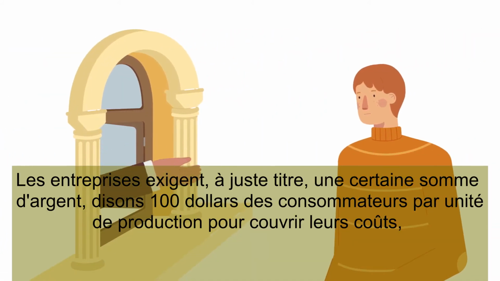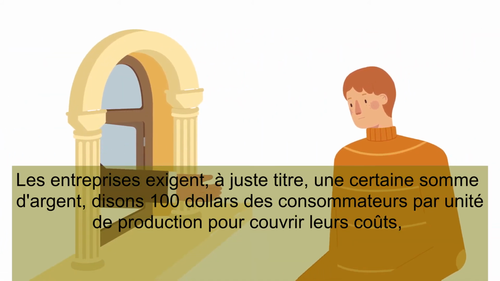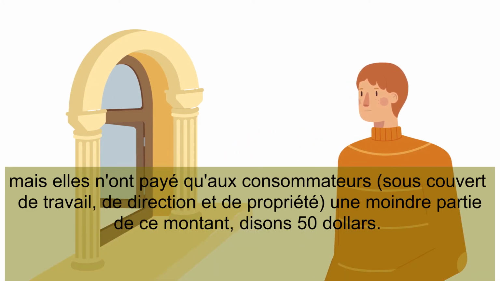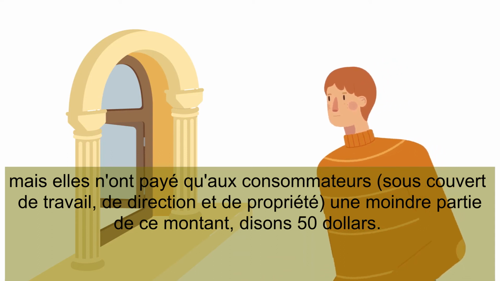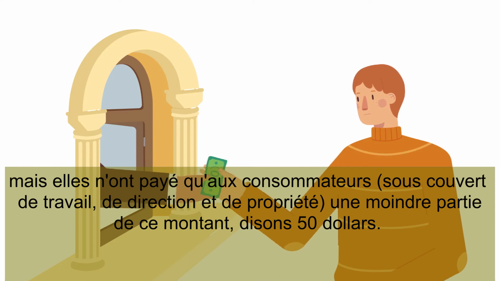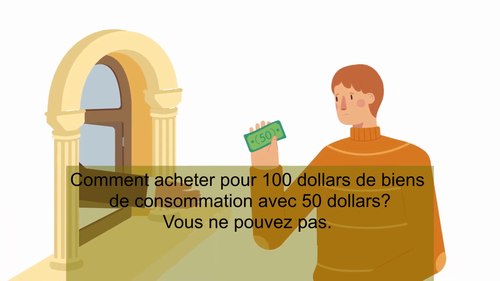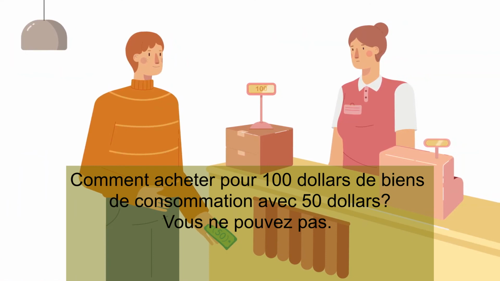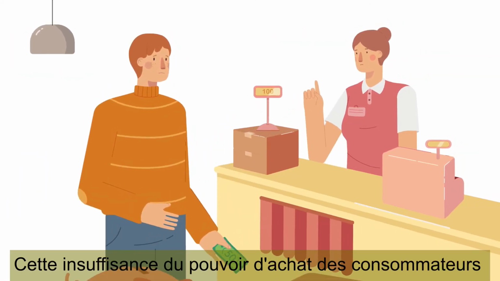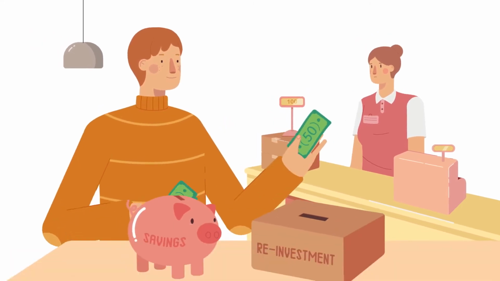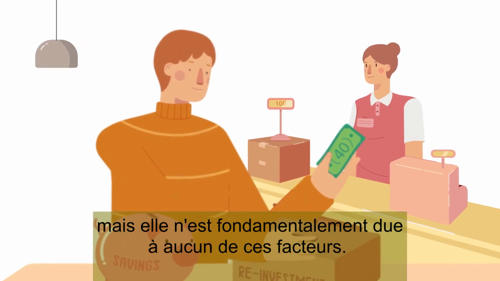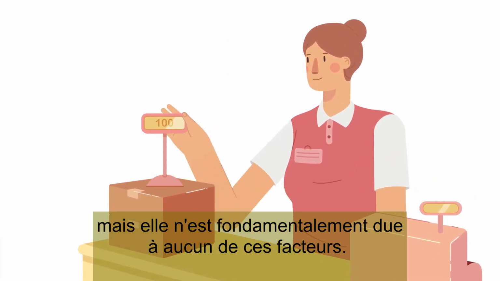Companies are demanding, rightly, a certain amount of money, say $100, from consumers per unit of production to cover their costs. But they have only paid out to consumers, in the guise of labour, management and ownership, a lesser portion of that amount, say $50. How can you buy $100 worth of consumer goods with $50? You can't. This deficiency of consumer buying power can be intensified by savings, reinvestment or profit making, but it is not fundamentally due to any of those factors.